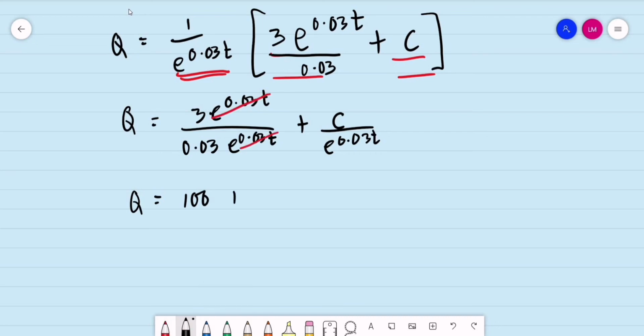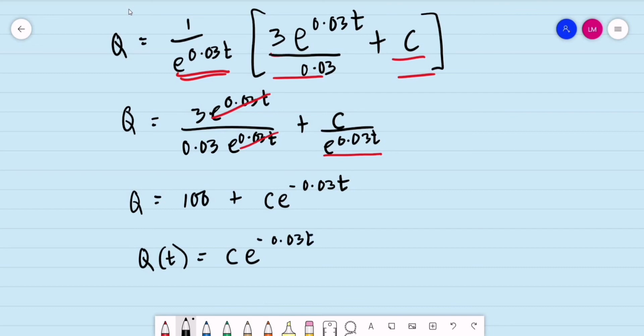Then plus, how do we bring this denominator to the numerator? We just need to change the sign of its exponent. So that will be c multiplied by e raised to negative 0.03 of the time. So this is the q of t. The amount of salt at any time t is now equal to c e raised to negative 0.03 of t, and I just move this 100 to the right end, that is plus 100.